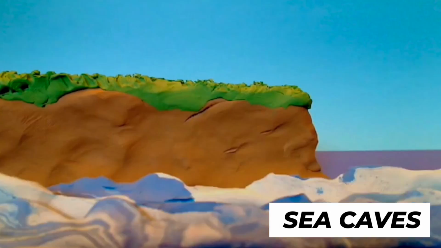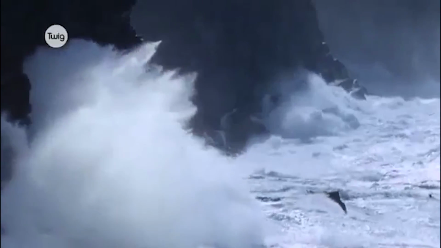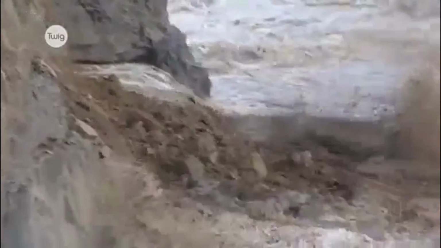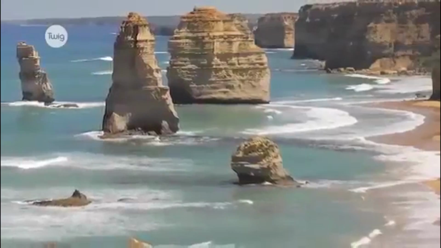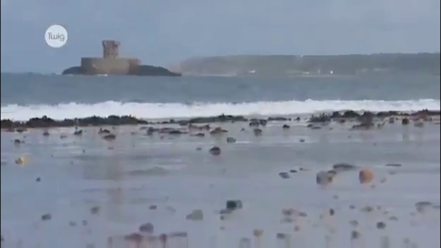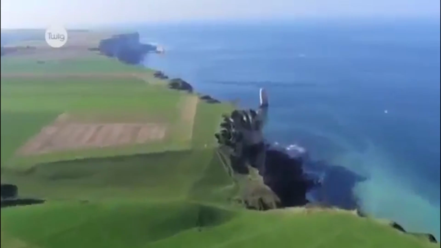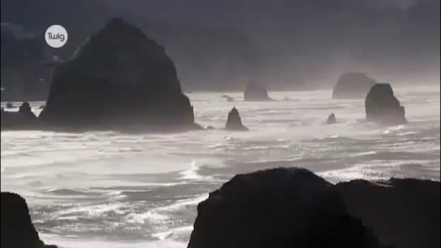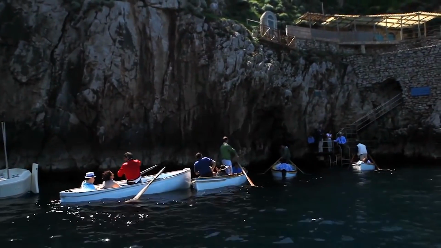Sea caves. Sea caves are formed by the erosive power of the ocean. Waves crashing against the coast gradually wear away softer rocks, such as sandstone and shale, to create sea caves. These caves can be found along rocky coastlines and are often filled with seawater. Some sea caves may have their entrances eroded away, leaving behind deep enclosed pools. Fingal's Cave in Scotland and the Blue Grotto in Italy are examples of sea caves.